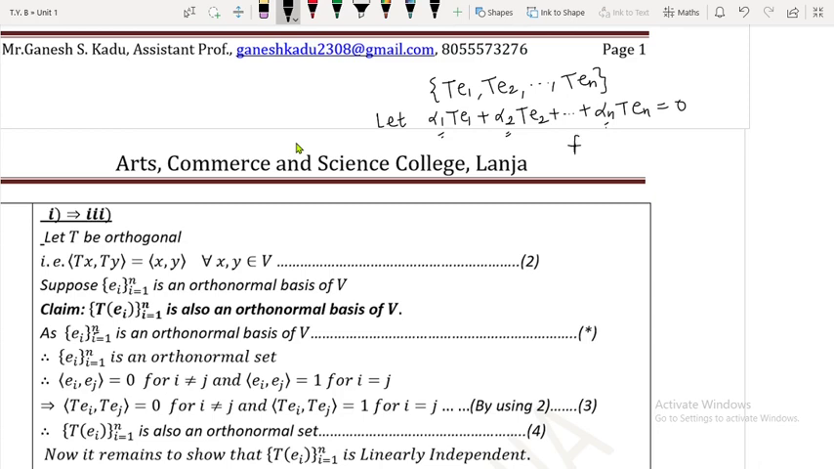So I will fix some i, where i is varying from 1 to n. Okay. फिक्स म्हणजे काय, एक तर आय ची किंमत 1 असेल किंवा 2 असेल किंवा 3 असेल किंवा n असेल, म्हणजे त्याची व्हॅल्यू फिक्स आहे. आता मी काय कन्सिडर करणार आहे, now I am going to consider that, see now this is important, the inner product of alpha 1 T of e1 plus alpha 2 T of e2 up to so on alpha n T of en with this T of ei. Okay, this i and this i is same.